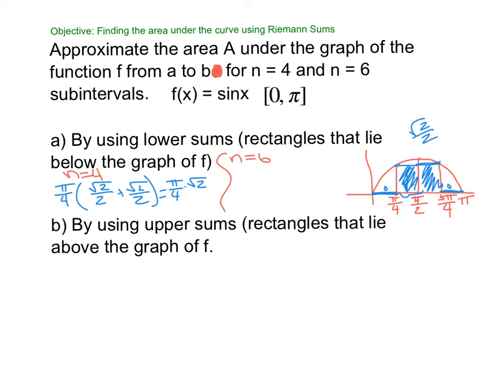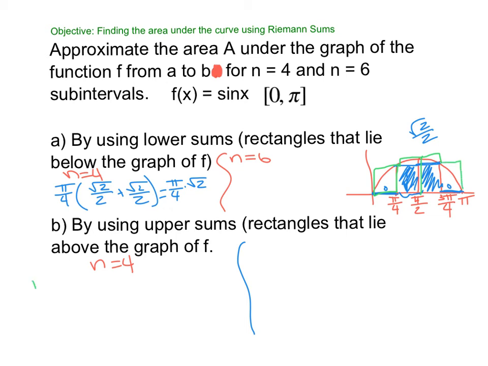Okay, so now let's do underneath here. Let's do our overestimate. So let's still keep with the n equals 4. What would be our overestimate? So now here is my overestimate for this guy. And then we have this one, and then this one.